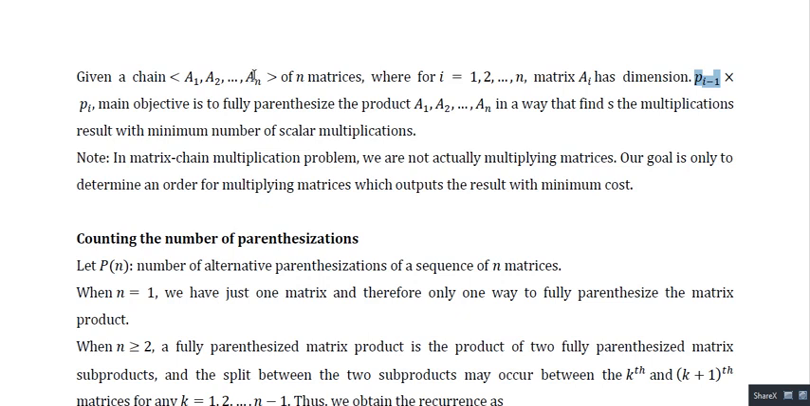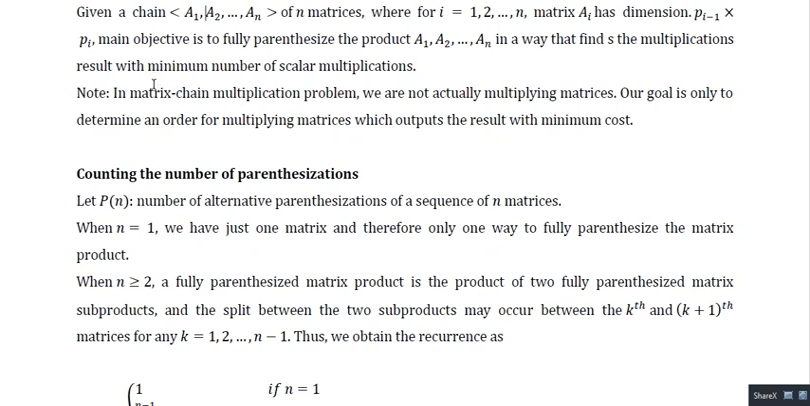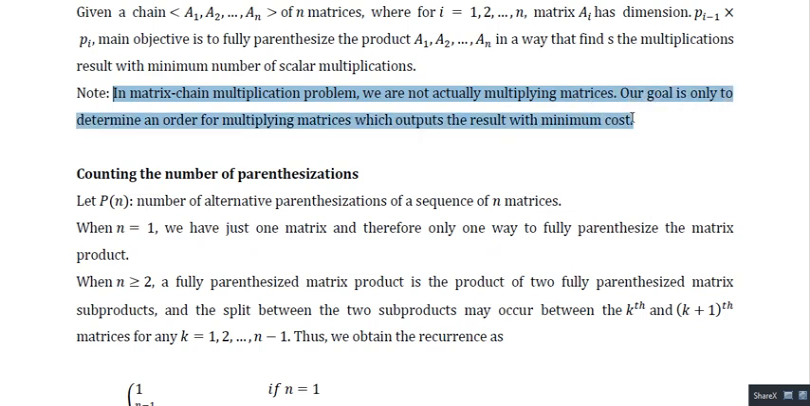Okay. So if this is the sequence of matrices, then the sequence of orders will be p0 to pn, such that A1 dimension will be p0 cross p1, A2 dimension will be p1 cross p2, right? Okay. So already told you, in matrix chain multiplication we are not actually multiplying the matrices. Rather our goal is only to determine the order of multiplying the matrices, or the way in which we have to parenthesize the matrices in order to find the multiplication result in minimum time or with fewer scalar multiplications, right?